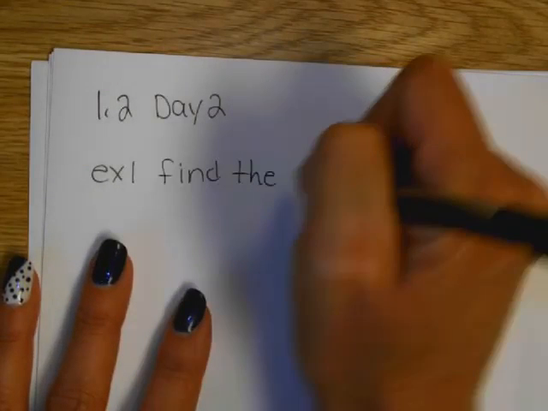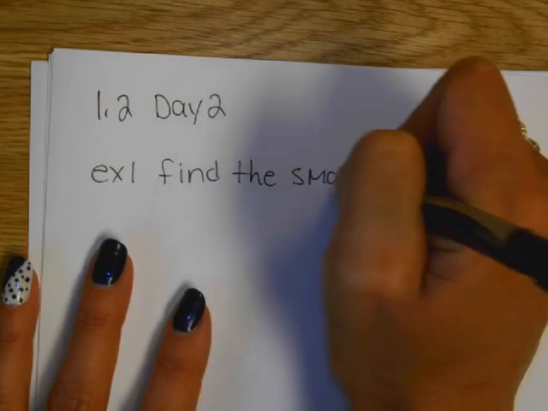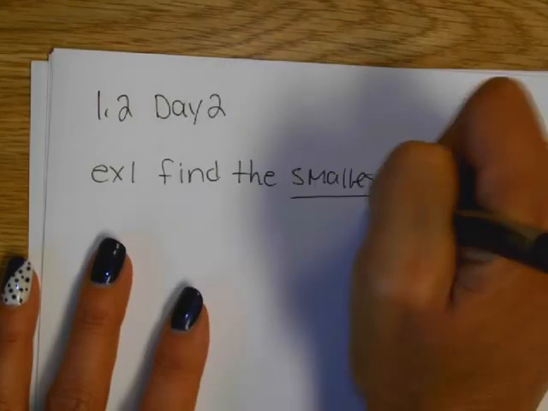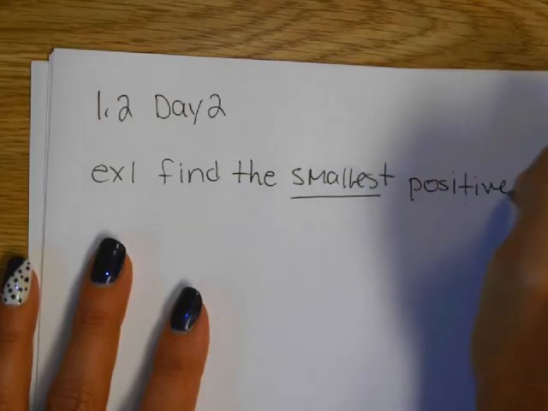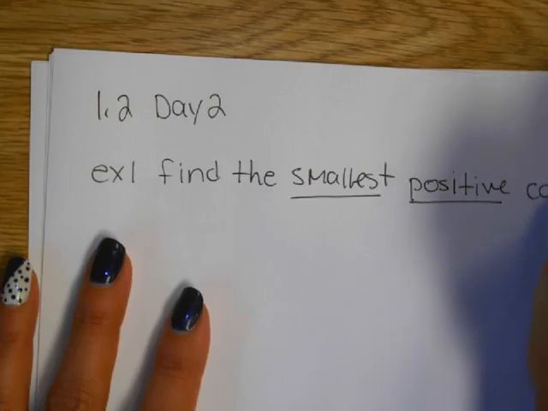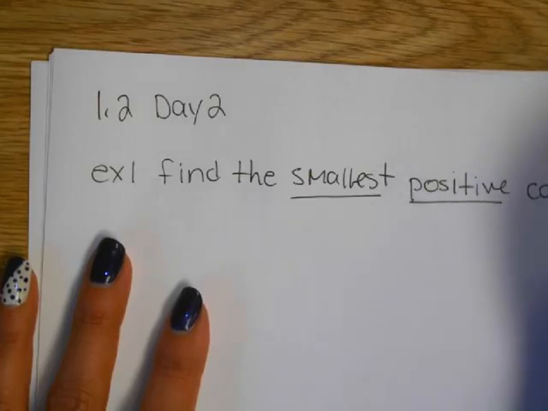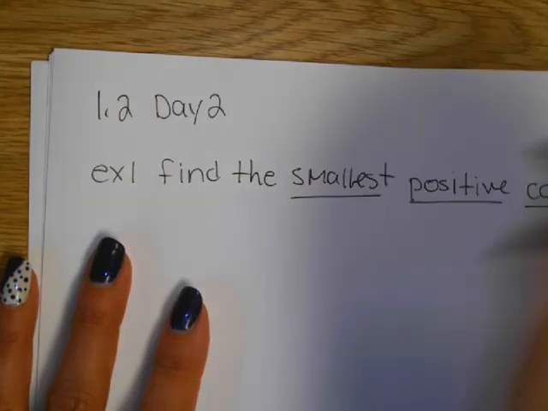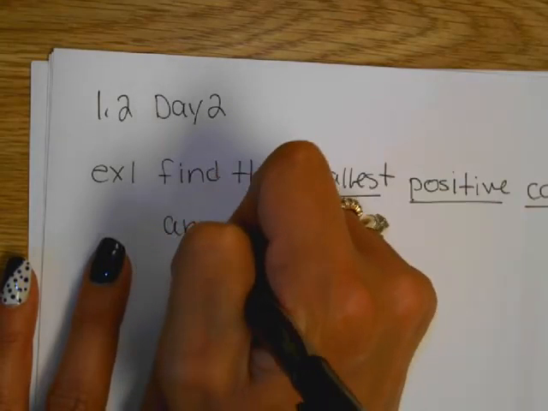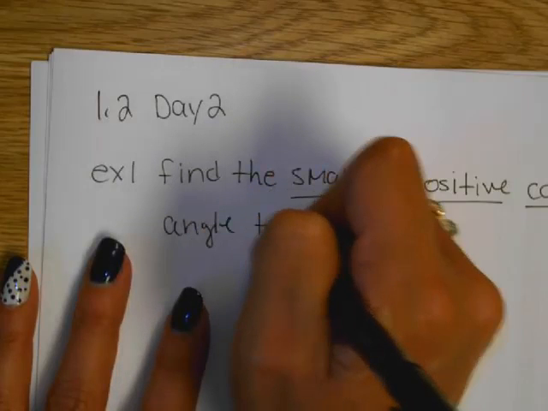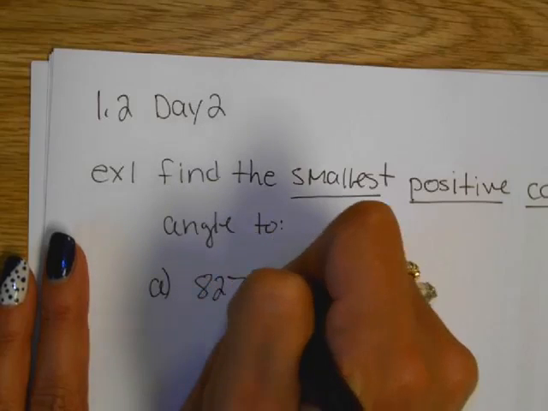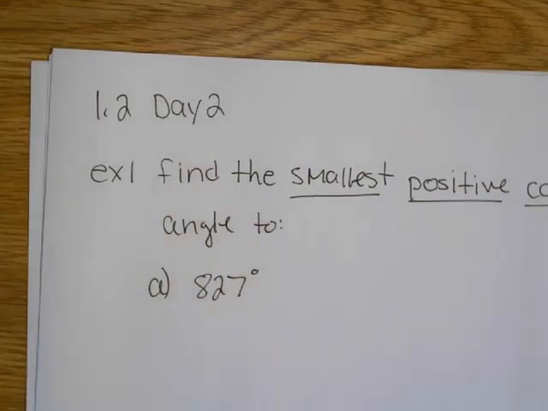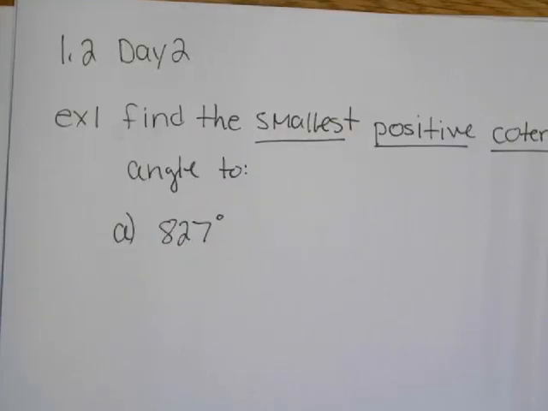Find the smallest positive coterminal angle to 827 degrees. So this is what those last two questions were asking. I don't know how many got them right, but I will show you a nice quick way to do it.